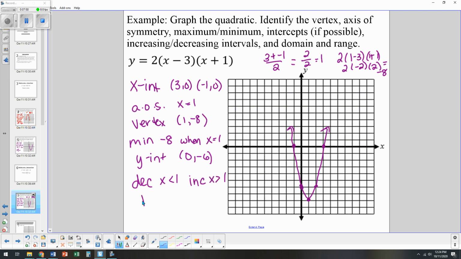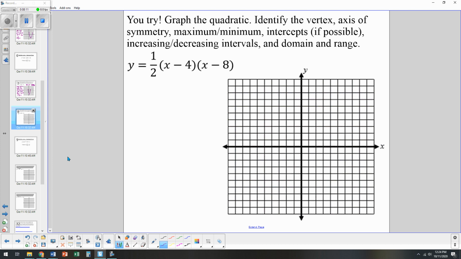And now my domain and range. Domain is all real numbers. Range, it's above this -8, so y is greater than or equal to -8. So you go ahead and try this one, pause, and I'll show the answer.